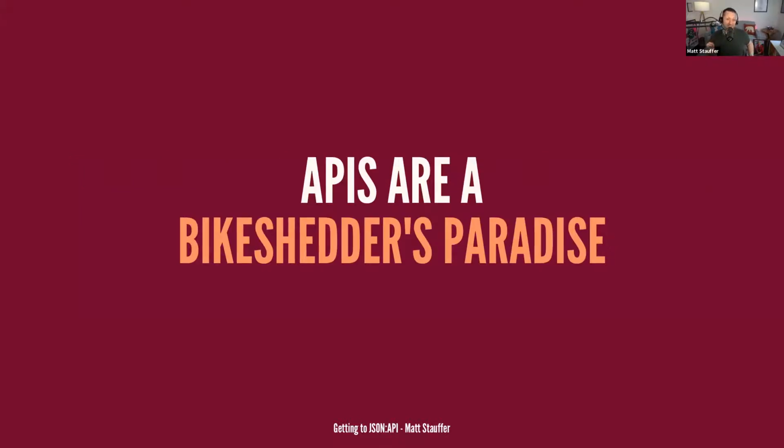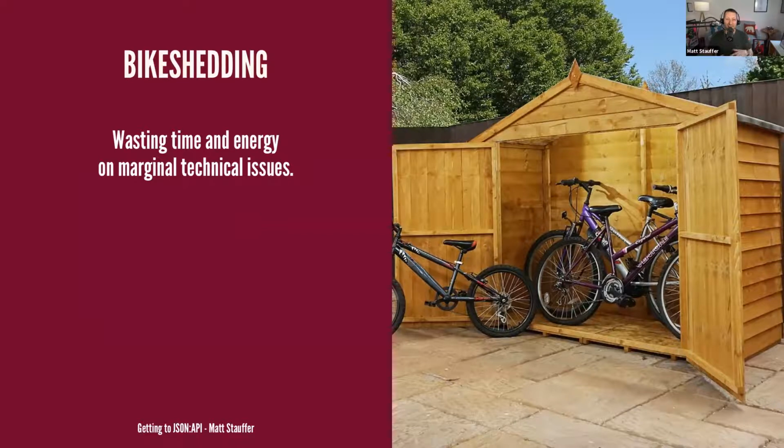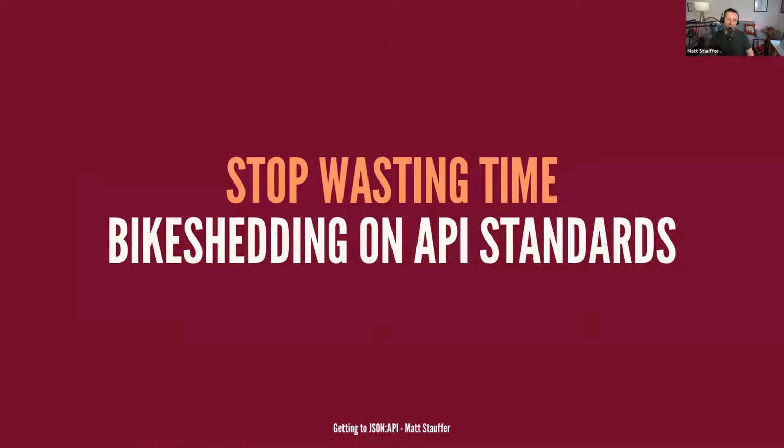And this is leading me to think that APIs are really a bike shedder's paradise. It's like a kid in a candy store. There's so many choices, so many things that I get to bike shed on. If you're not familiar with bike shedding, it basically means wasting time and energy on marginal technical issues. It's around the idea that in organizations, in groups, people tend to focus the most on the things that matter the least because they're the easiest to fixate on, rather than the big and important problems. So we spend all this time bike shedding on these little things because there's so many things that are not defined. And so my goal here is just to get us to stop wasting time bike shedding on our API standards. And that's why I love JSON API.